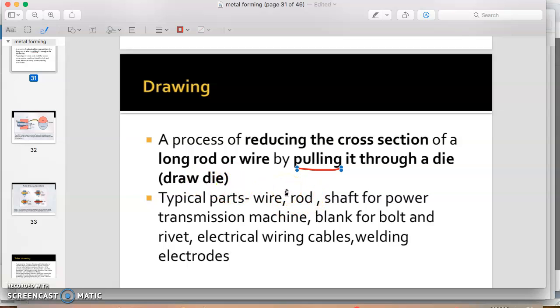Unlike extrusion, where we push the raw material to pass through the die, in drawing we pull the raw material from the die. So usually the typical part is a wire. Copper wire we can usually find in electrical cable, rod, shaft for power transmission machines, blanks for bolts, rivets, electrical wiring cable, and also welding electrodes.